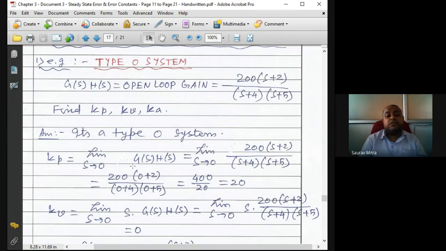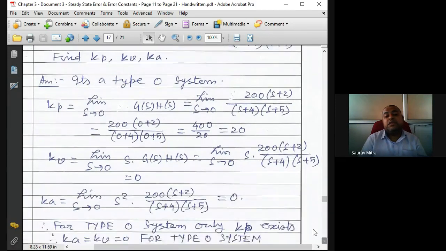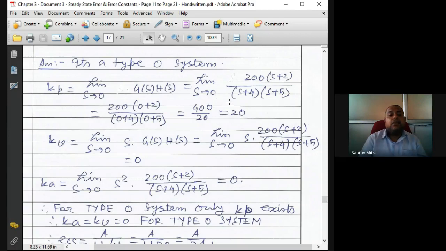So this is 200 into 0 plus 2 divided by 0 plus 4 into 0 plus 5, because after this step you can substitute the limit value S tends to 0. So what we are finding is, for this type 0 system, the positional error constant is finite. That means the positional error constant value exists as 20. 20 is not the main thing, but it is a finite value. It is not 0, it is not infinity. That you have to understand. So it's a type 0 system and we are finding Kp. One thing is very clear, that if it is a type 0 system, the Kp value will be finite. Kp value will not be 0, Kp value will not be infinite.